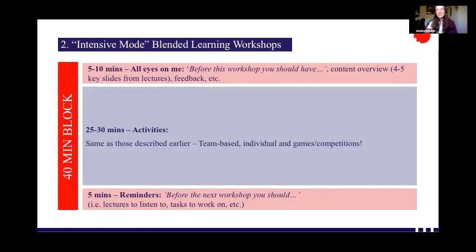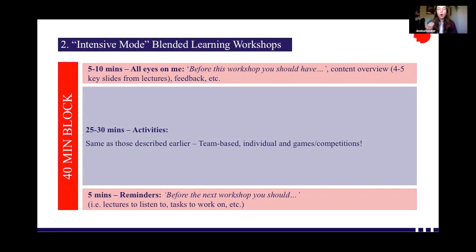You can see here it's very similar to what I showed you earlier when I showed the 2-hour model. When I was teaching intensive mode blended learning workshops in China, I had 40-minute blocks with students. So that meant that for 5, at the very maximum 10 minutes, all eyes were on me, generally more like 5 minutes. That was a reminder of what they should have done before the workshop, a content overview if needed, and any feedback. We would then have 25 or 30 minutes with activities, exactly the same as those that I described earlier.